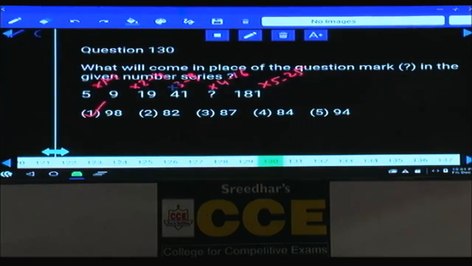Now in this 130, 5, 9, 19, 41. 5 and 9 difference is how much? 4. And the next difference is how much? 10. Next one is how much? 22. 4, 10, 22. 4 and 10, 6 is the difference. And 10 and 22, 12 is the difference. 6, 12, next difference must be 18. And 22 plus 18 is how much? 40. Now 40 plus 41 is how much? 81. Isn't it? 40 plus 6, 12, 18.